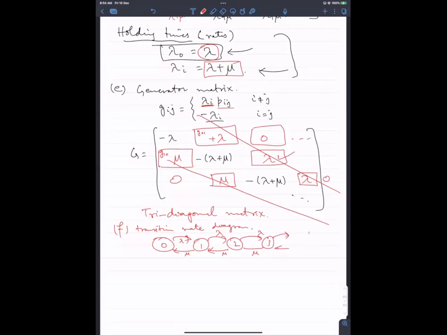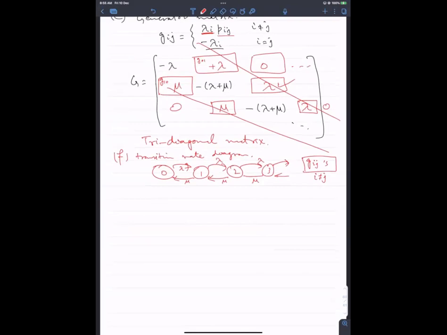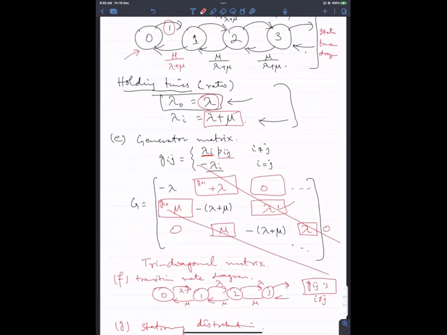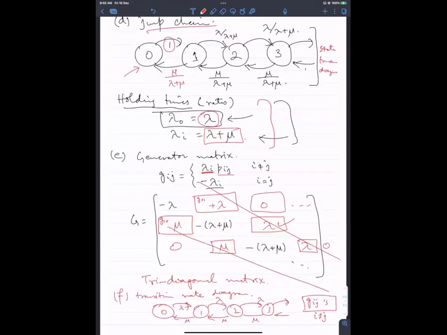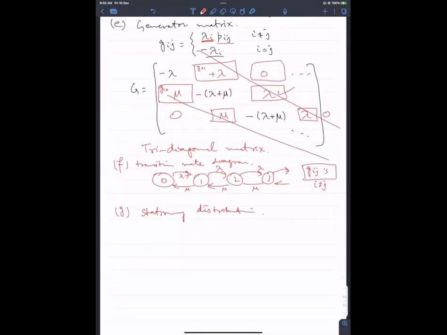Transition rate diagrams, you show GIJs. ये GIJs आप show करते हैं. I not equal to J, of course. Iski stationary distribution bhi find out karte. Multiple ways of finding the stationary distribution. Ek to ye ke hum jump chains ki stationary distribution nikale, holding times ke saath usko weigh karte, and we are done. The other is use this generator matrix.